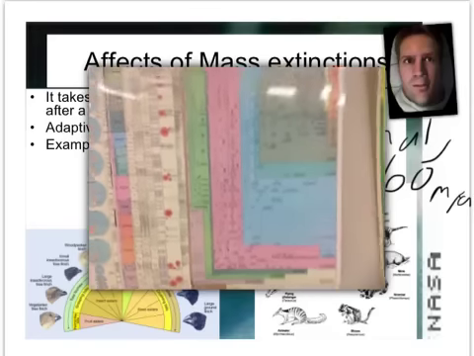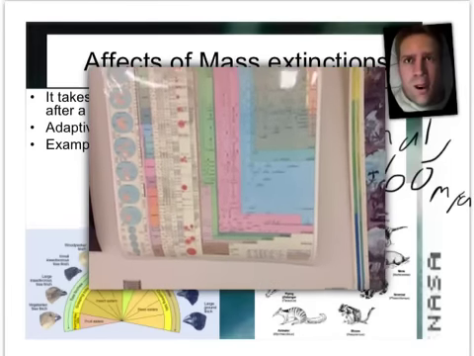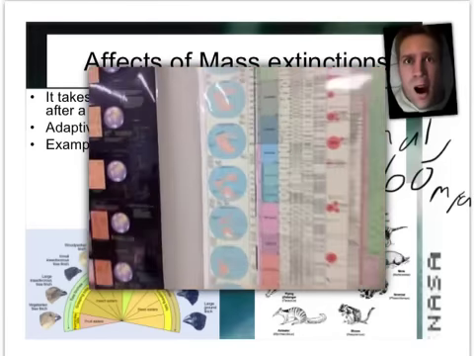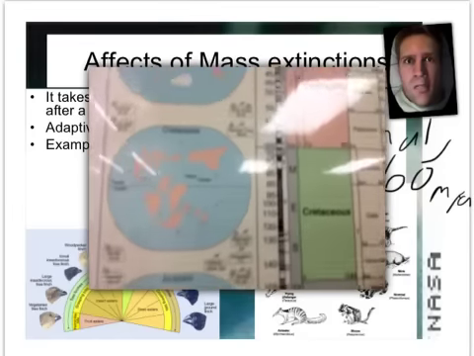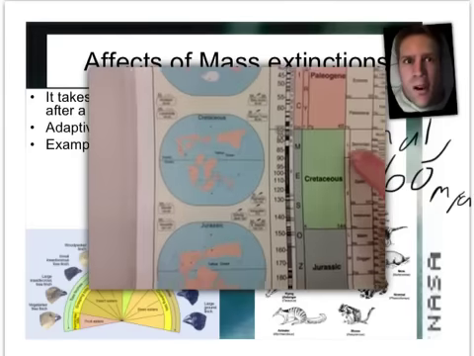As you look at this sheet, this is a really cool chart. What we're going to talk about with mass extinction is the effects. So here is where the dinosaurs went extinct, right there around 65 million years ago.